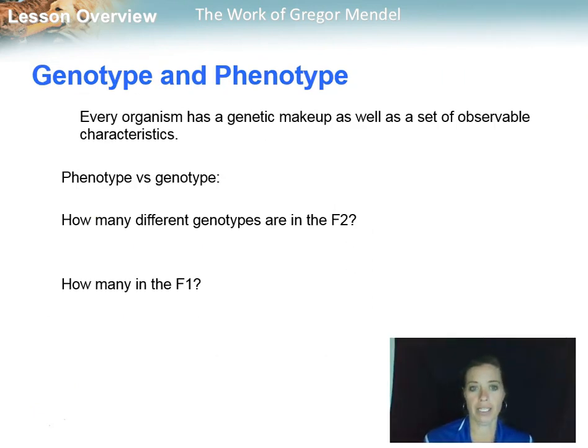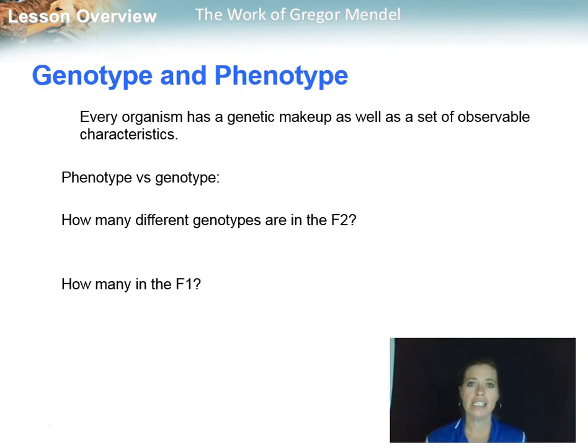So every organism has a genetic makeup that plays behind the scenes of your observable characteristics. So you've got some genes that are behind your eye color and your attached or unattached earlobes and your hair color and how wavy it is. It's all coded for by genes, and those are behind the scenes.